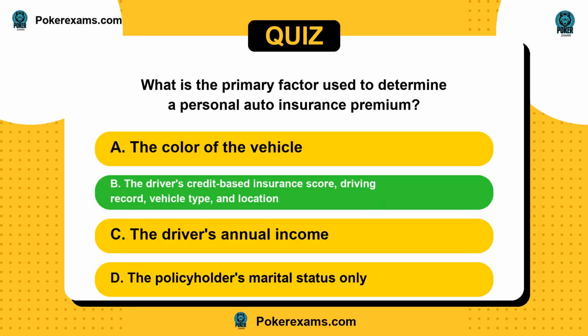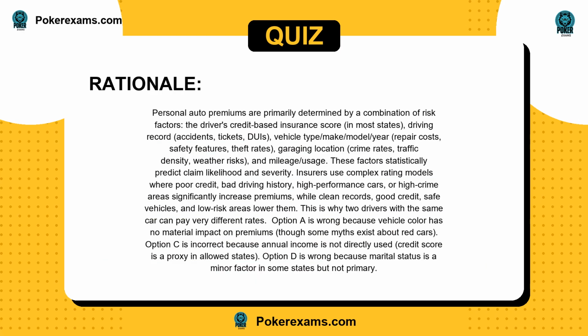The answer is B. Personal auto premiums are primarily determined by a combination of risk factors. The driver's credit-based insurance score, in most states, driving record, accidents, tickets, DUIs, vehicle type/make/model/year, repair costs, safety features, theft rates, garaging location, crime rates, traffic density, weather risks, and mileage/usage. These factors statistically predict claim likelihood and severity.